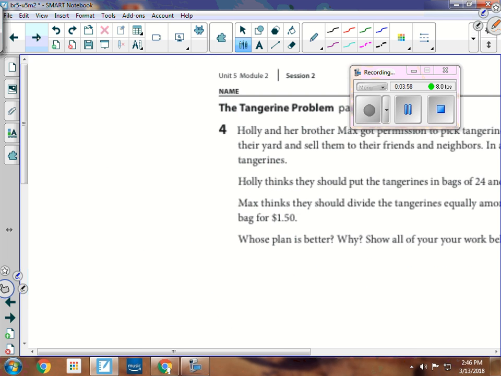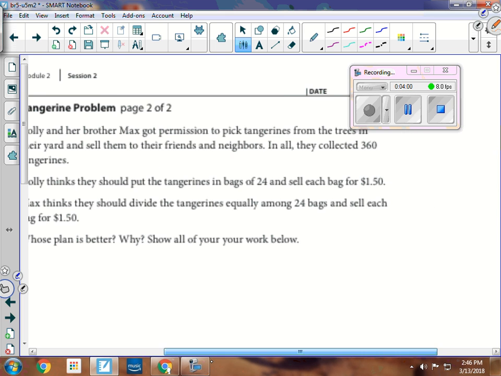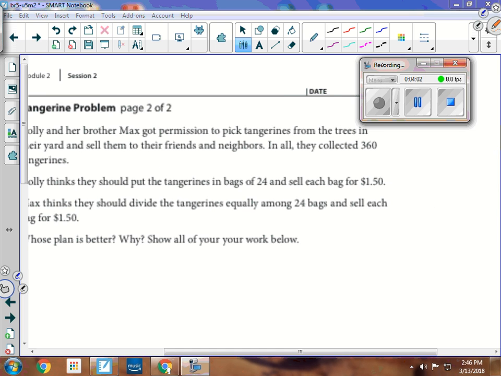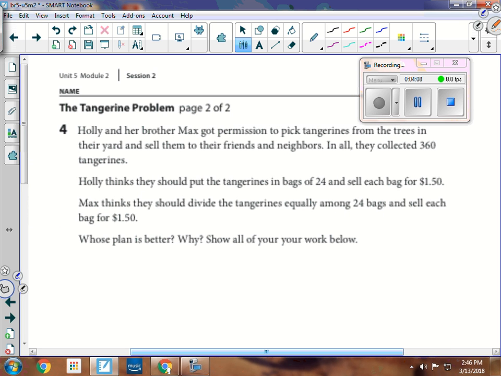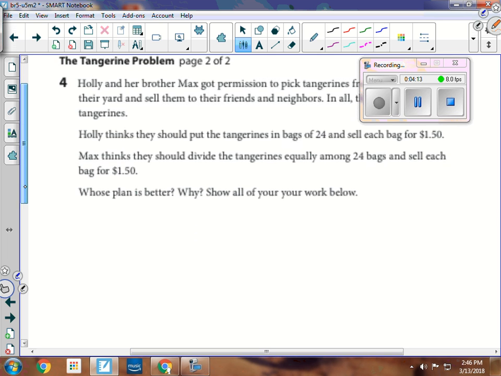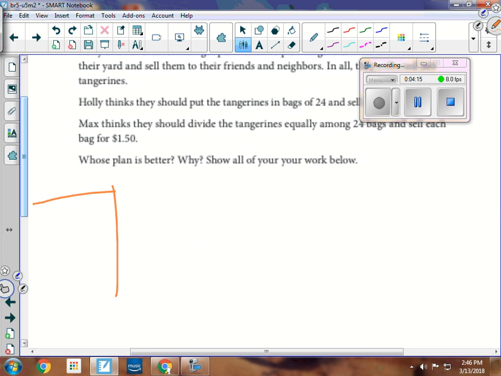And that takes us to number 4, which is the actual tangerine question. Molly and her brother Max got the okay to go pick some tangerines off of the tangerine tree, and they pick, and I'm going to make a big box over here, and pretend there's 360 tangerines in here.